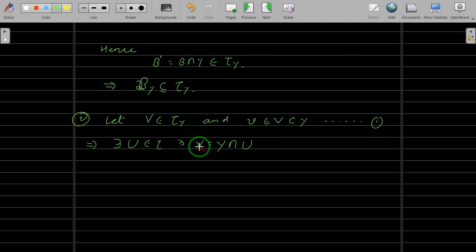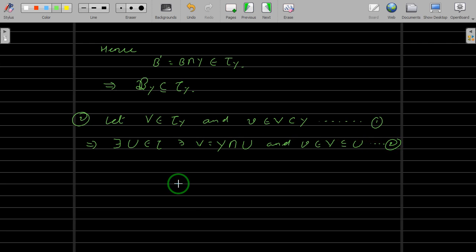Of course this V is also a subset of U, because V is nothing but U intersection some set, so obviously V should be inside U. So I can write: this small v belongs to V, because we have taken it from here, and V is contained inside U. Let us call this 2.